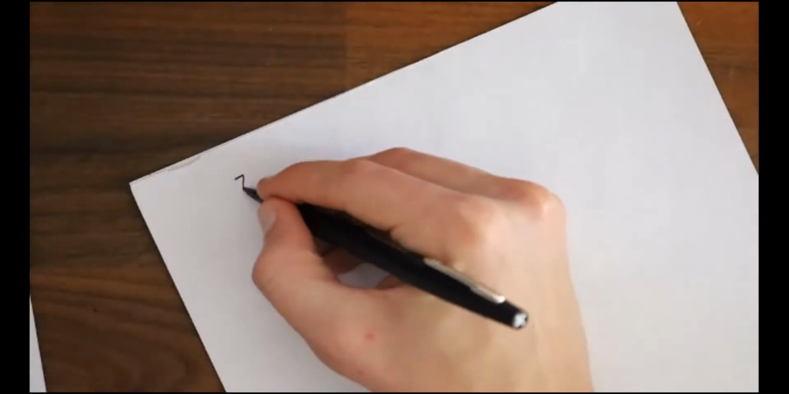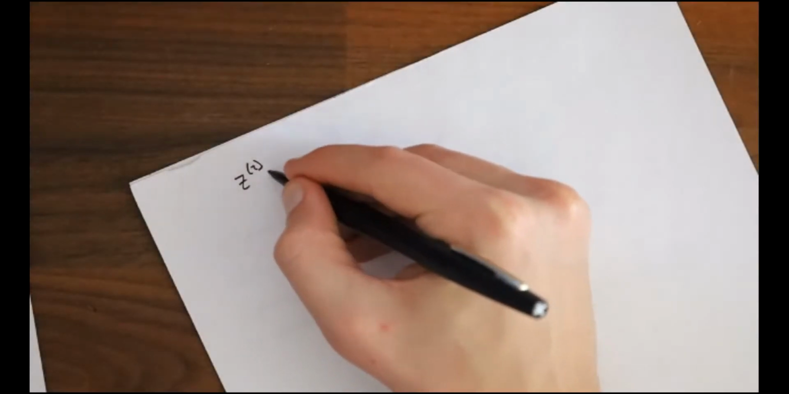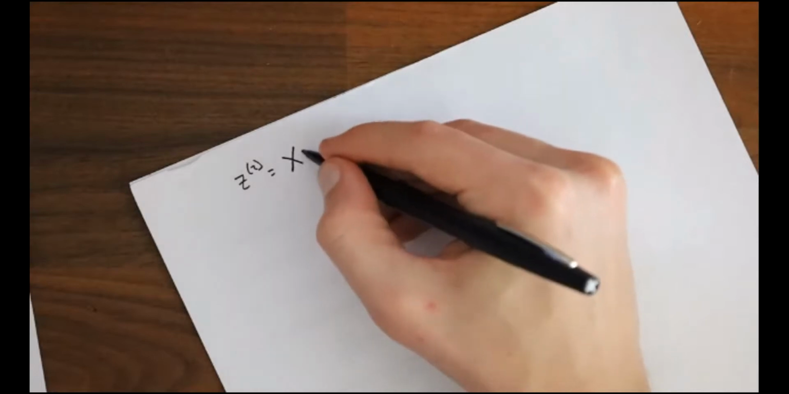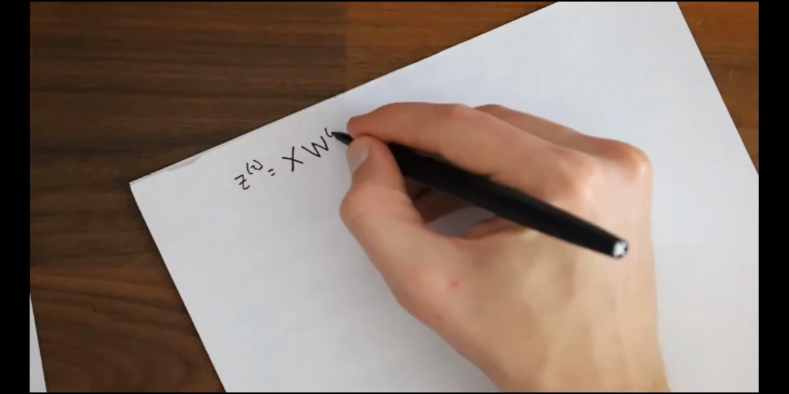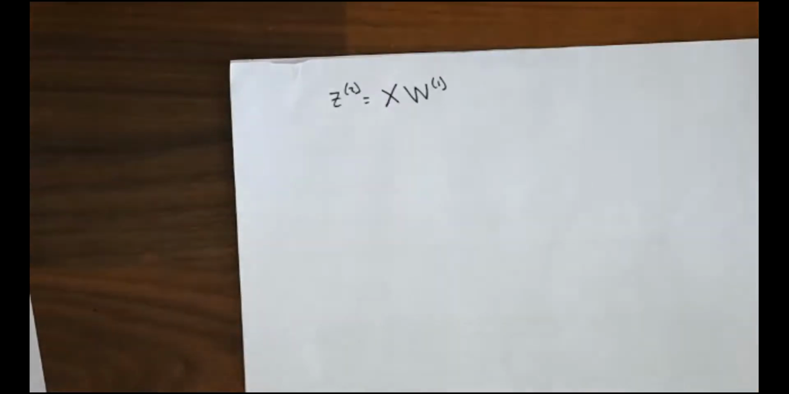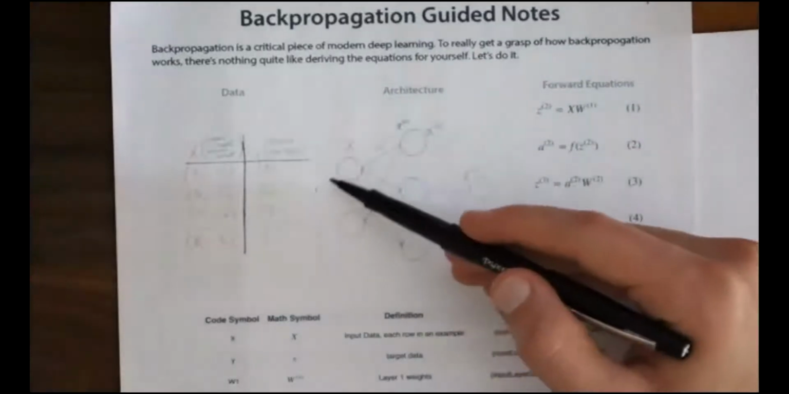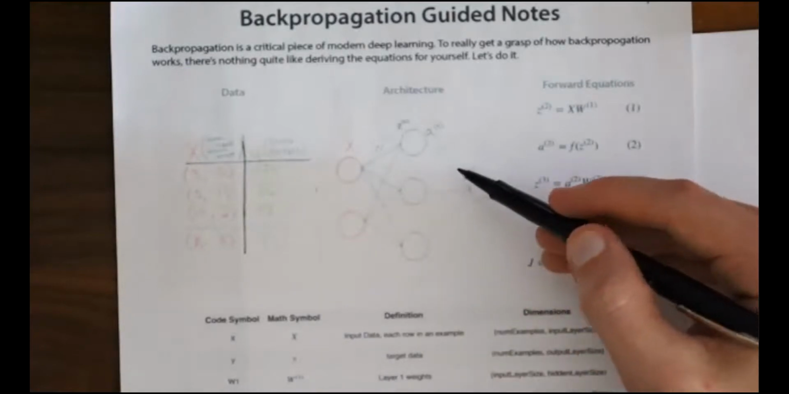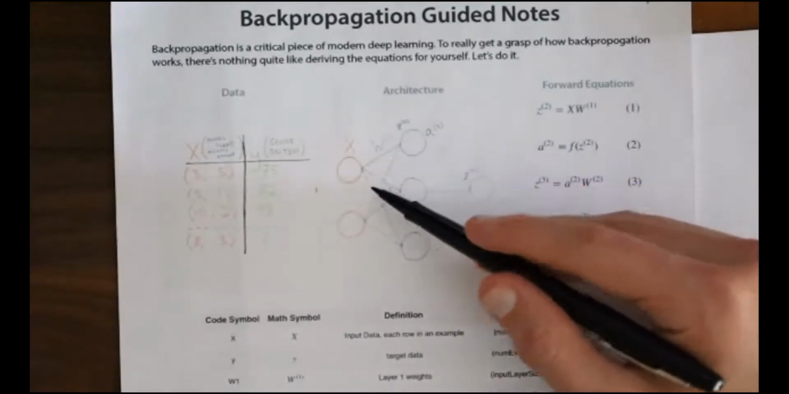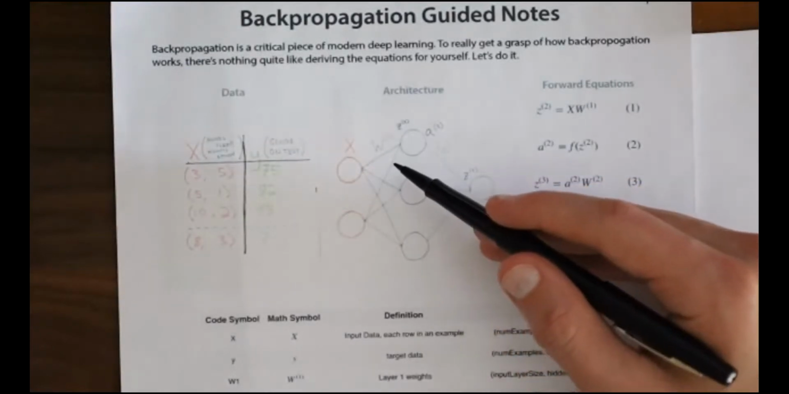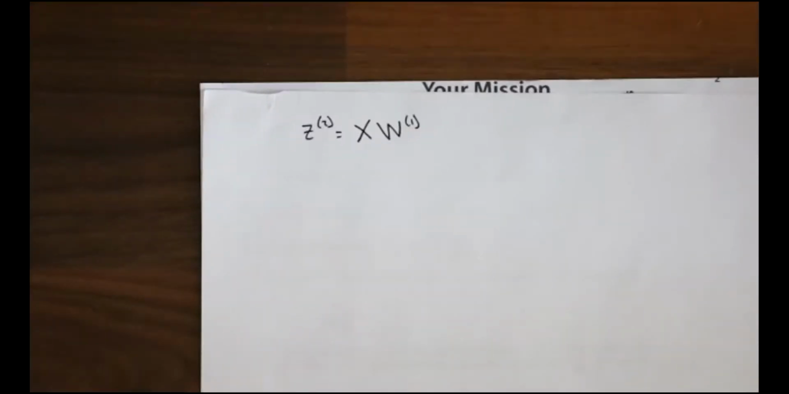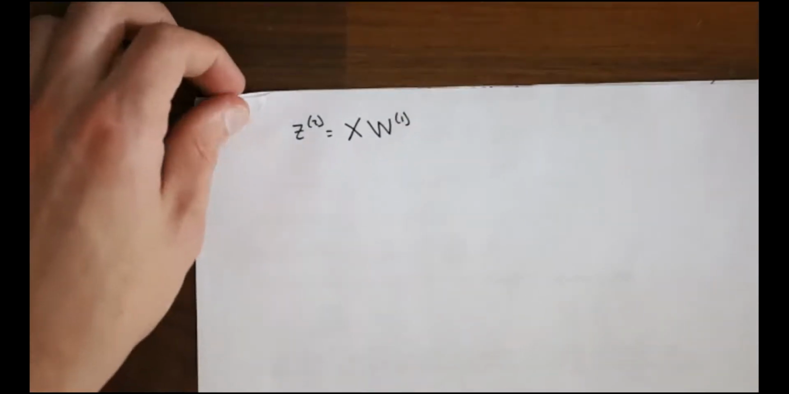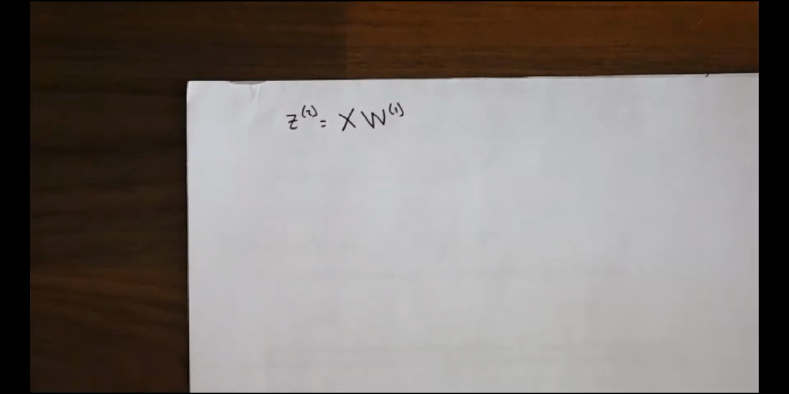This is the first equation: Z2 is equal to X times W1. That's the very first equation. And in our neural network, that represents going from our data, our inputs, through to this first layer. It basically represents the math of the beginning of going into our first layer. So here's that equation, Z2 equals X times W1, and let's get into it in a little more detail.